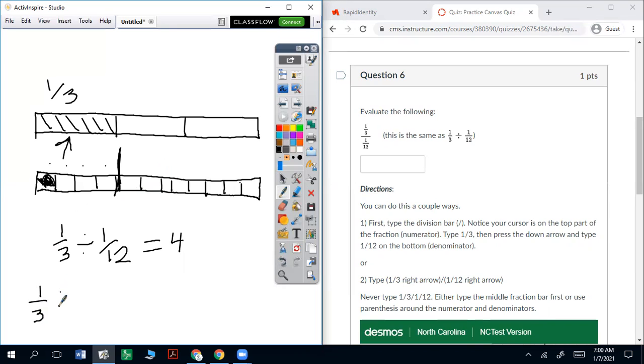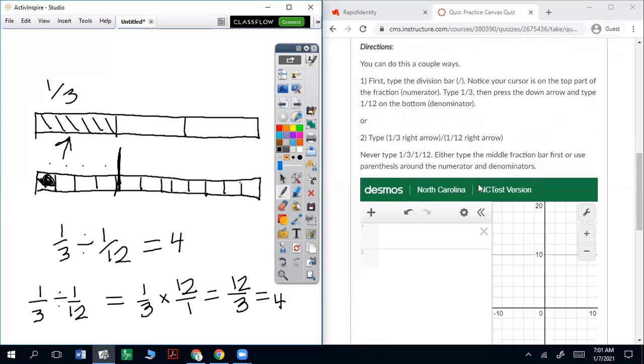is the same as saying 1/3 multiplied by 12 over 1. We can flip that. It's keep, change, flip, if you remember, which is going to be 12 divided by 3, which is going to be 4. So that's doing that by hand.